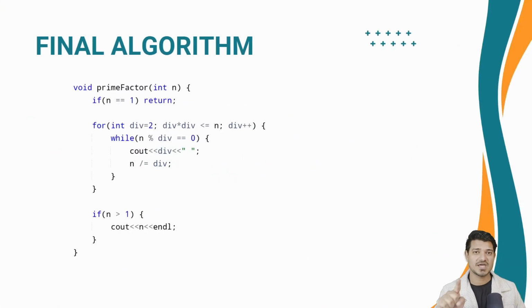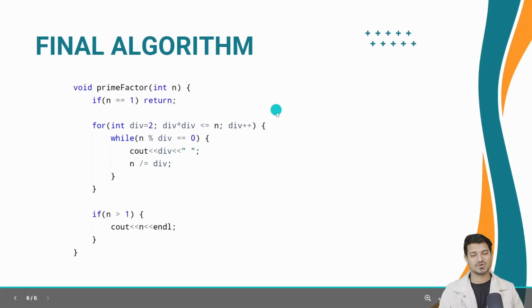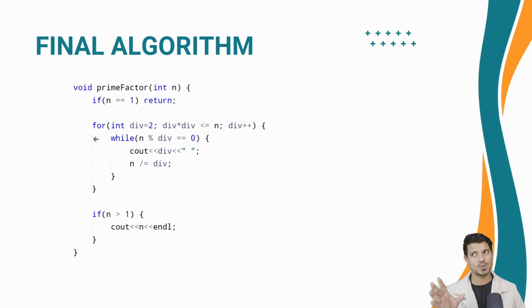Now, using the same thing, we have devised this algorithm. If you remember, we were running a while loop till n was greater than 1. Here, we are going to run a for loop from 2 till square root of n. And inside this, we are doing the exact same thing. So while n is divisible by the divisor, print the divisor and keep on dividing it. As simple as that. This you already know. The only major change we have made is that we are going till square root of n only.